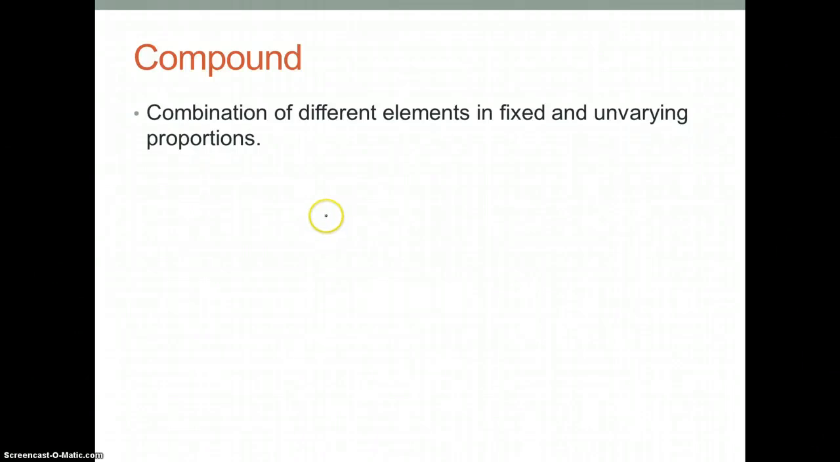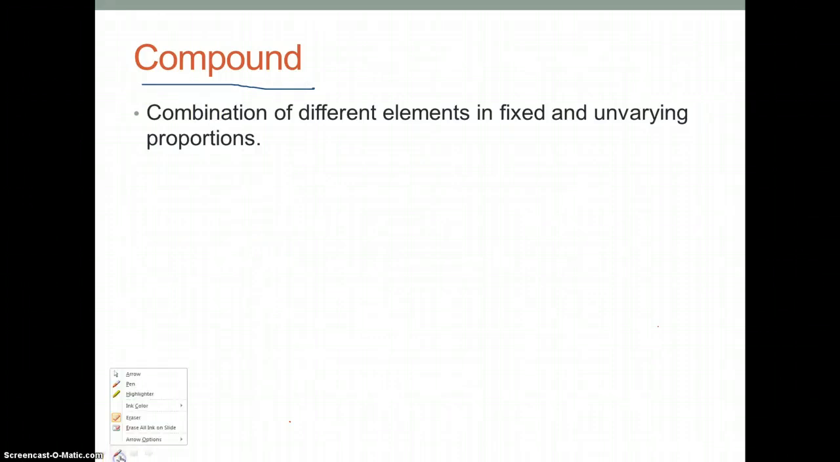Welcome to Learn Biology, and we're still on the topic of basic chemistry, and today we'll be explaining compounds. So the definition of a compound is a combination of different elements in fixed and unvarying proportions. Pay close attention to fixed and unvarying proportion.